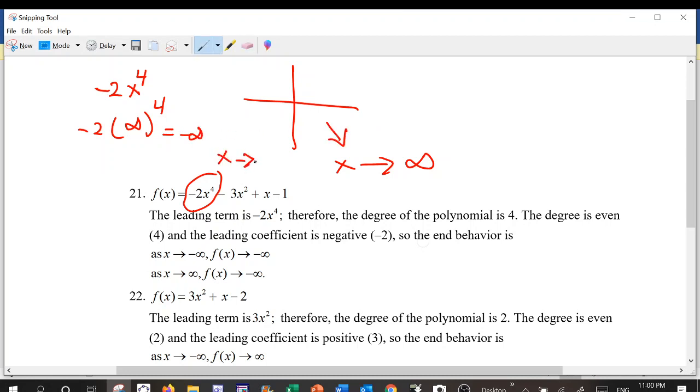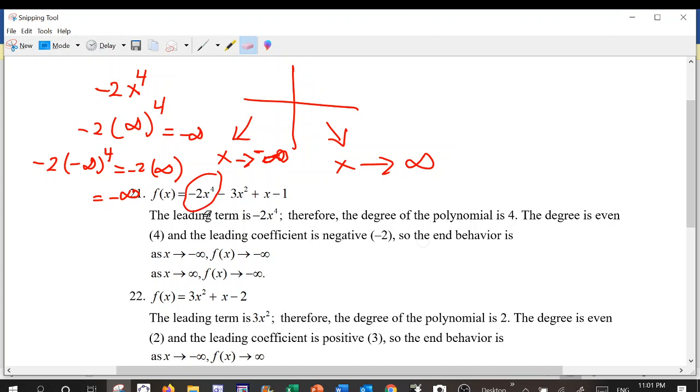Now what about on the left, which is negative infinity? Well, it's going to be negative 2 times negative infinity to the fourth. Negative to the fourth is positive, and infinity to the fourth is infinity. Negative 2 times infinity is negative infinity. So on this side it is also negative. So this polynomial behaves like this at the ends.